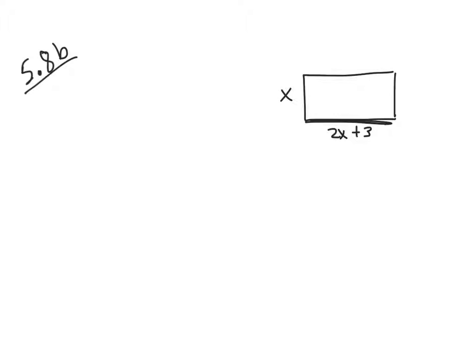Alright, the area is 44 square inches. Find the dimensions, find the length and the width. Okay, what do we know about area? Area is always length times width. And I know that that length times width is 44. So if I multiply this times this, I'm going to get 44.